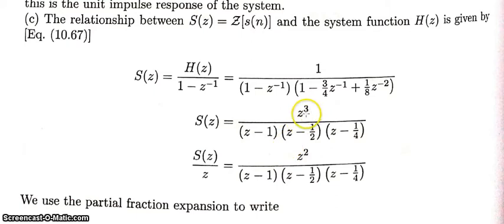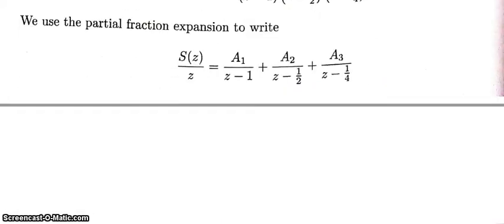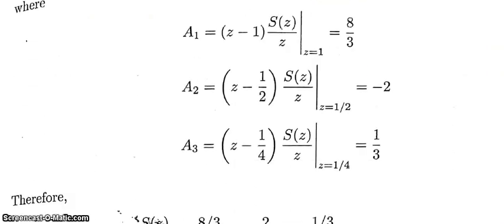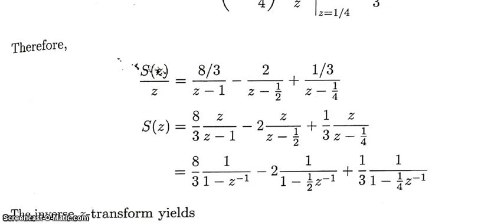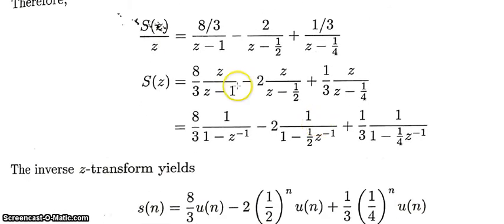So we are taking z to the left side, S(z) by z equals z square divided by the three terms in the denominator. Now using partial fraction expansion we can express it in this form, and the A1, A2, A3 values are evaluated. Therefore we get S(z) by z equal to (8/3) by (z minus 1) minus 2 by (z minus 1/2) plus (1/3) by (z minus 1/4). And this z is taken to the right.